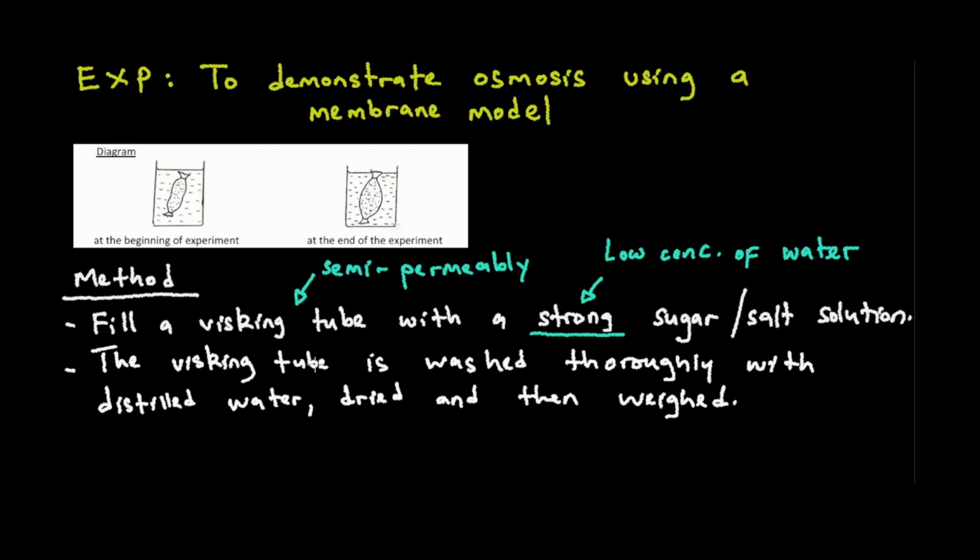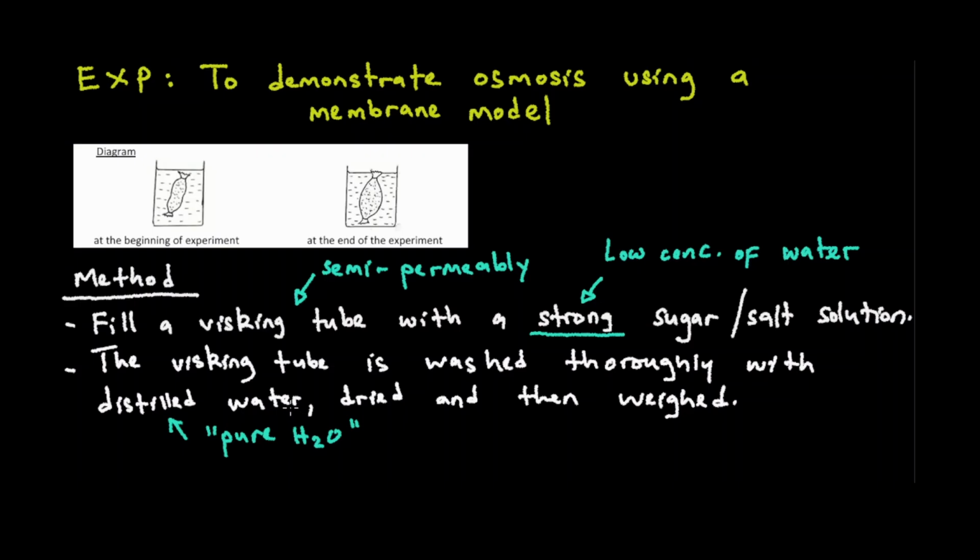Our whisking tube, after we fill it with a strong sugar or salt solution, is then washed thoroughly with distilled water. Also remembering with distilled water, we are referring loosely to pure H2O. Takatsanangura kuti imvura inenge isina ma trace elements kana kuti mvura isina ma minerals. And we also explained briefly how distillation occurs. So that the whisking tube is washed thoroughly with distilled water.